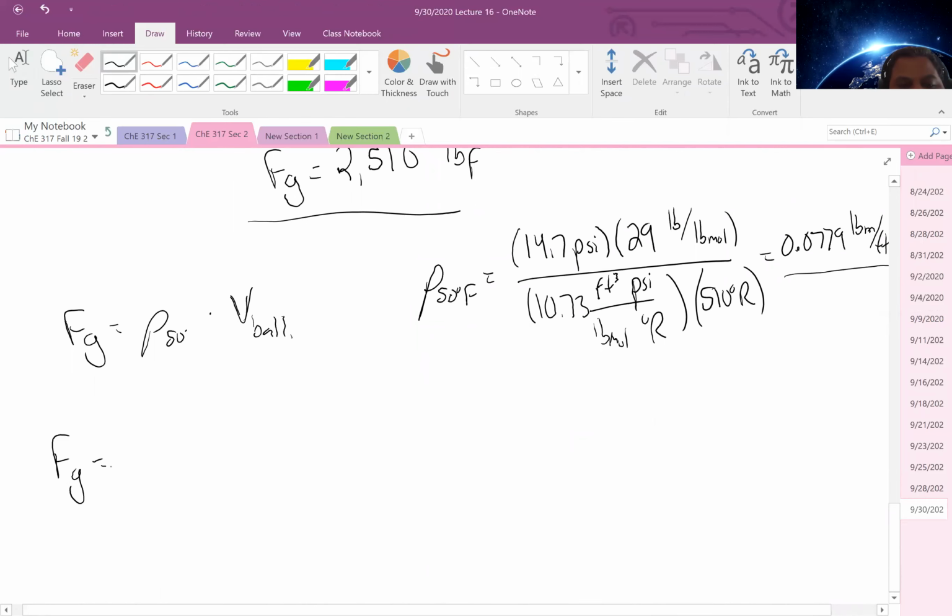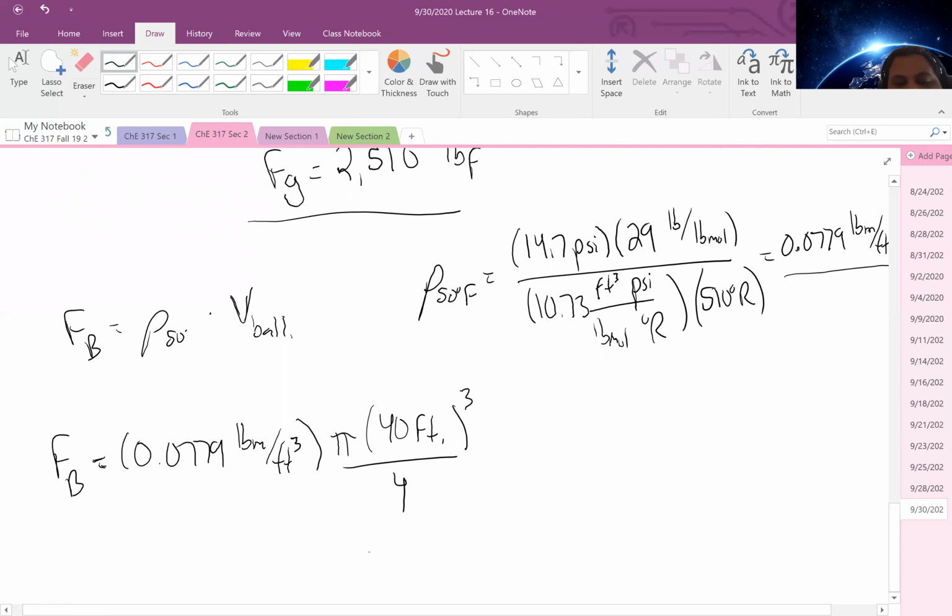So the force due to gravity, or the buoyant force, excuse me, should therefore be 0.0779 pound mass per cubic feet times the volume of the balloon, or pi times 40 feet cubed divided by 4, which equals approximately 2,610 pound force.